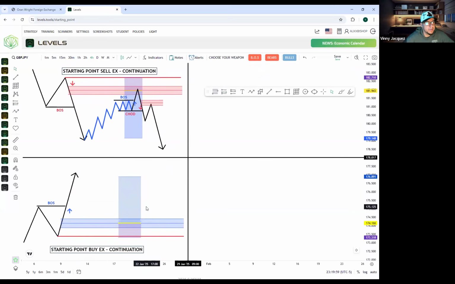I'm waiting down here. So now when the market starts to come down, I need to see the break of structure to the downside. So we get the break of structure. Boom, we get one. Awesome. Where's my change of character line?